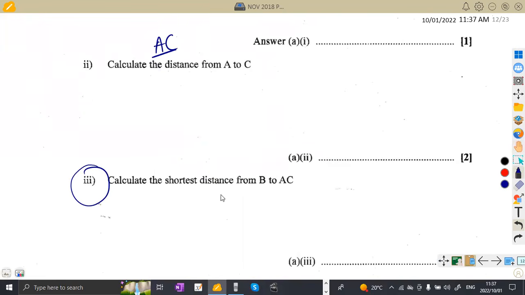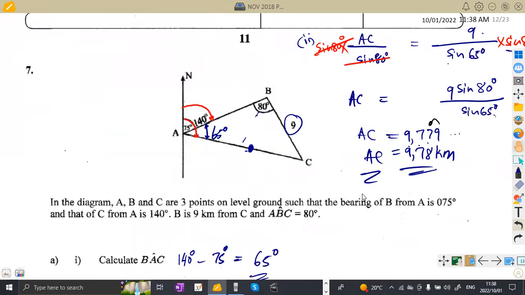Okay, so let's cross-check the other part now, which is item 3. Calculate the shortest distance from B to AC. The shortest distance, I told you guys, is the distance that you take from a point to a line, and it has to be at 90 degrees. So from point B to AC, we must meet this line AC at 90 degrees. So let us move from point B.